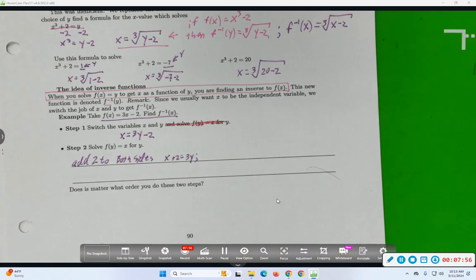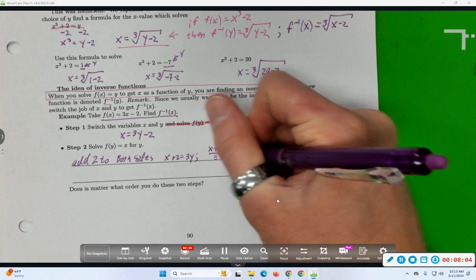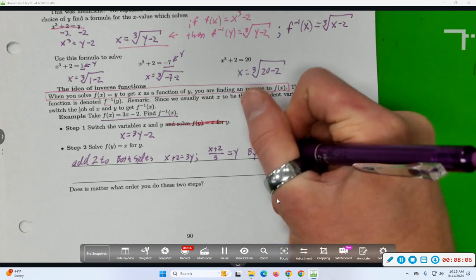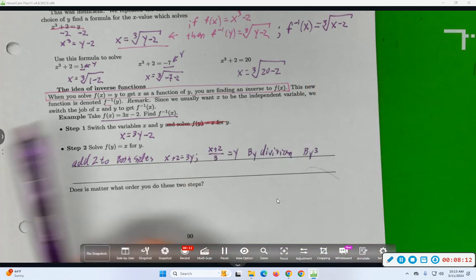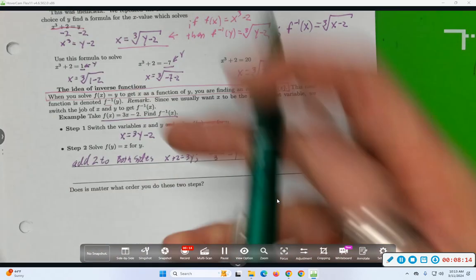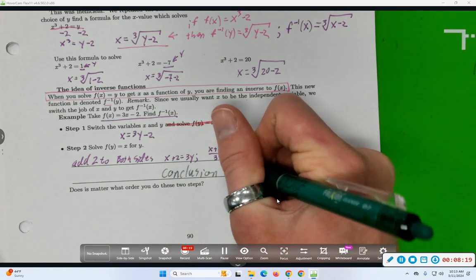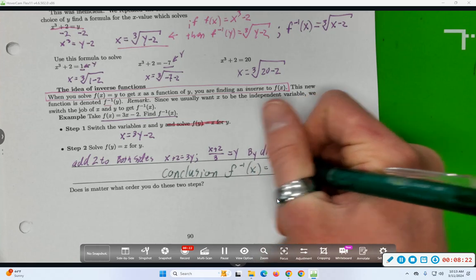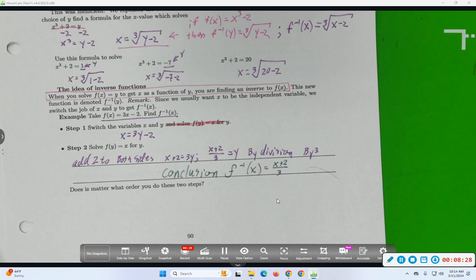What seems like a good idea next if I want to get y on its own? Nice. So that means, I'll write down the conclusion. The inverse to this function is x plus 2 divided by 3. Does that feel pretty okay? Nice. And the actual algebra wasn't the hard bit there, was it?